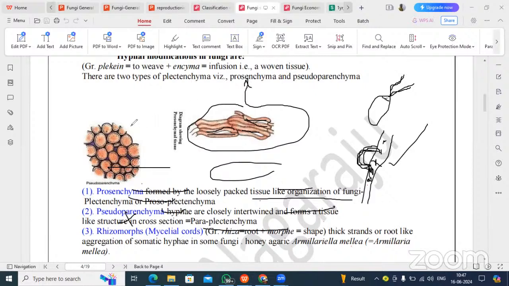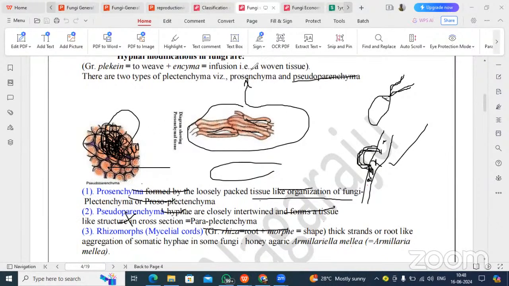The second one: the hyphae are interconnected, interwoven, tightly coiled. That we call pseudoparenchyma. It looks like a parenchyma, but it is not a parenchyma. Pseudo means false. False parenchyma. It is not a smooth tissue, it only looks like parenchyma tissue. That's why we call it pseudoparenchyma. These are the two types.